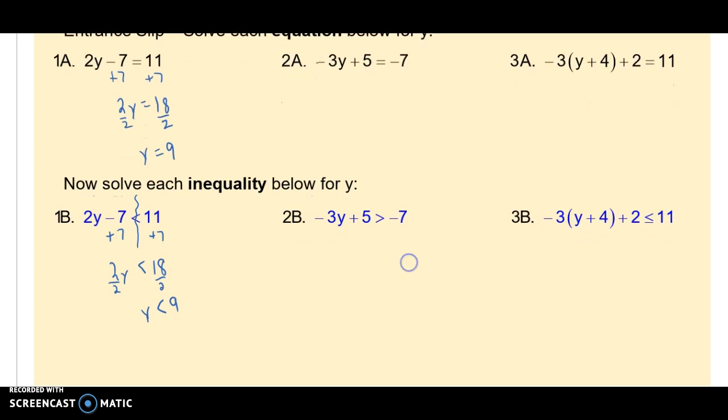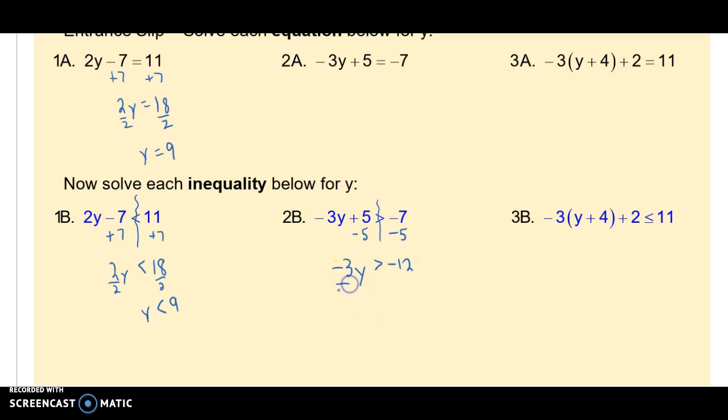For 2b, same idea, except there's a very important idea when we're solving inequalities, that in some cases we have a negative coefficient on the variable. And so we have to know what we are supposed to do with that. So let's go through step by step. First thing we want to do is reverse by subtracting 5. And we've identified that the variable is already on the left-hand side, which is good news for us. So we've got negative 3y is greater than negative 12.